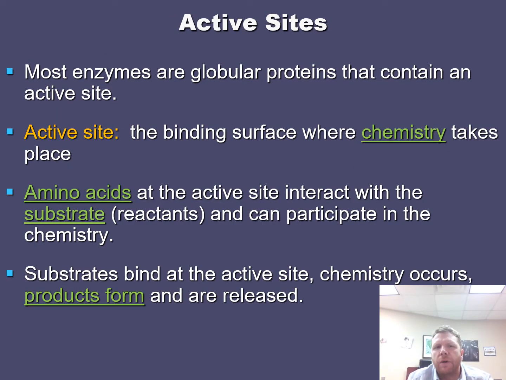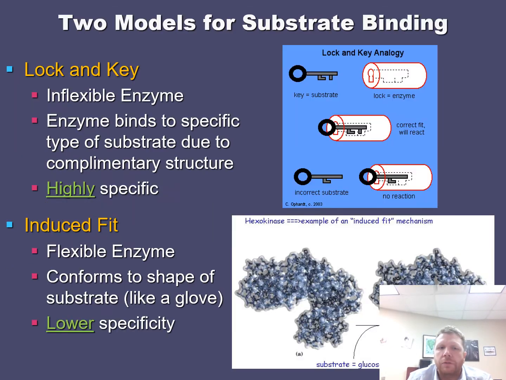Now, active sites. Most enzymes are globular proteins that contain an active site. Active site definition: the binding surface where chemistry actually takes place. We've already talked a little bit about this because we talked about the amino acids that were in the active site, but the amino acids at the active site interact with the substrate and can participate in the chemistry. Substrates bind at the active site, chemistry occurs, and our products are released.